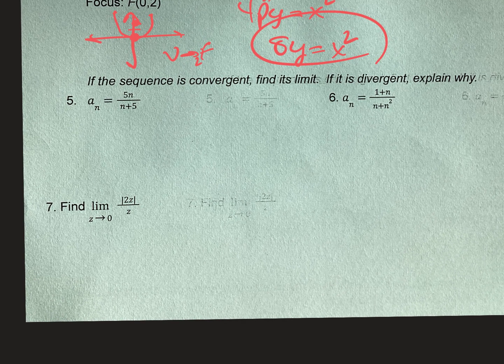Number 5 and 6, find the sequence. If the sequence is convergent, find its limit. If not, explain why. This one is convergent, and you can tell by checking to see if it has a horizontal asymptote. This one does.